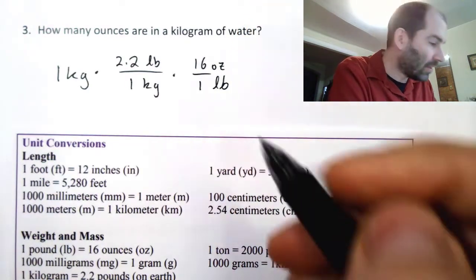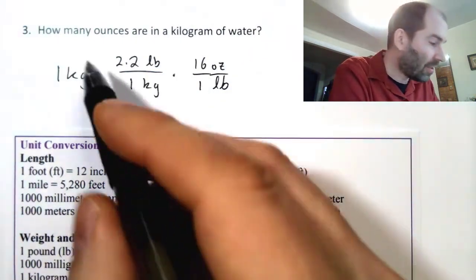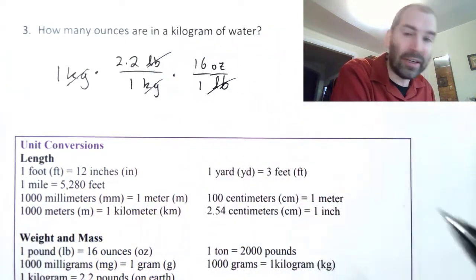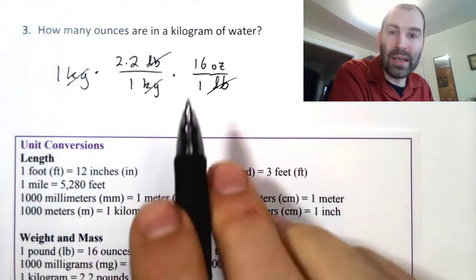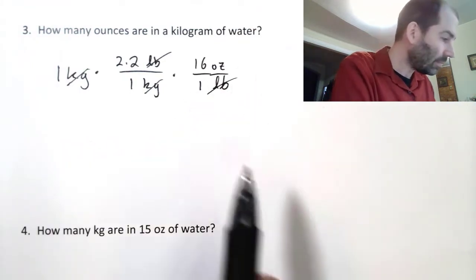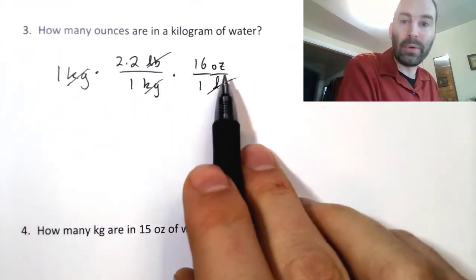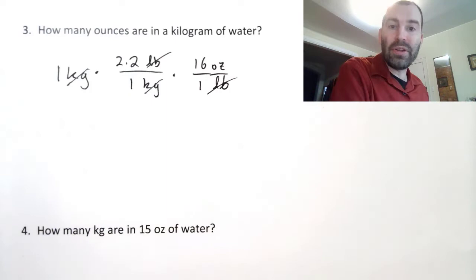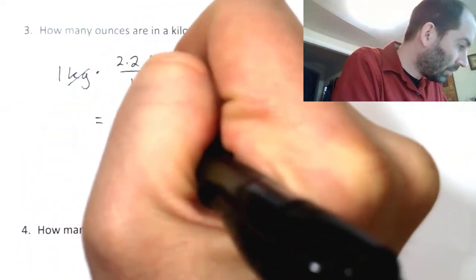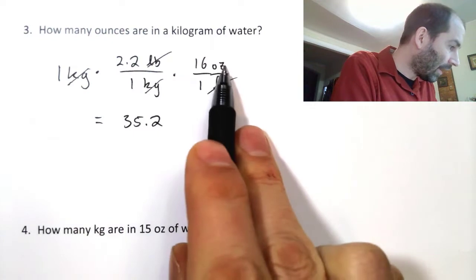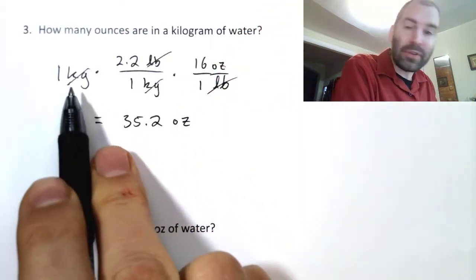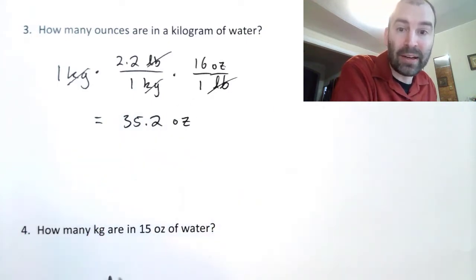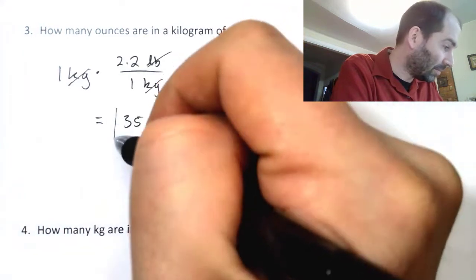Now let's just check to make sure that the units work out. Notice that the kilograms are going to cancel here, and the pounds are going to cancel here. And this is exactly what we need. We need to be left with ounces. And so let's multiply all this stuff together and see what we get. Well, in the numerator, I have 1 times 2.2 times 16, 35.2. And I'm left with ounces in the numerator. Now, what are we left with in the denominator? Well, 1 times 1. So I'm dividing by 1. It doesn't do anything. So this is my final answer, 35.2 ounces.